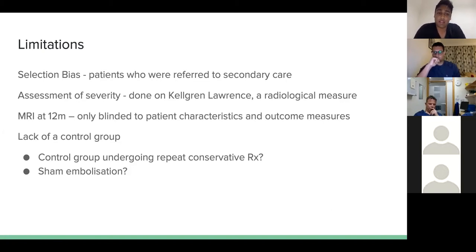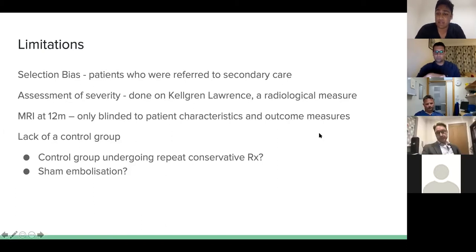And the other thing that I noted was a lack of a control group, although this does raise the question of what the control group should be. Should that be a control group which undergo repeat conservative treatment, because that would probably be what they would undergo in real life, or potentially a sham procedure where they weren't actually embolized, and that would determine the impact of the procedure itself.